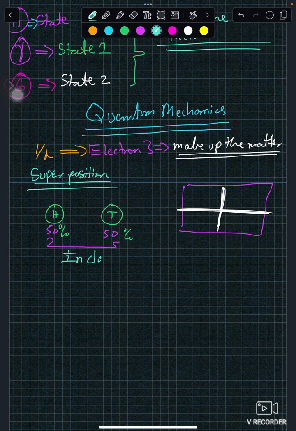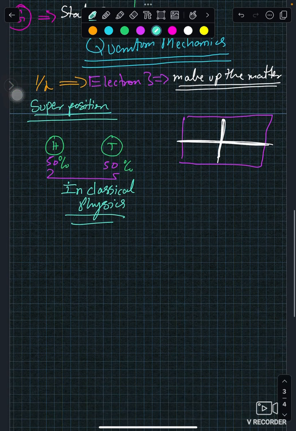In classical physics, yes. But what about quantum mechanics, or in particular superposition?